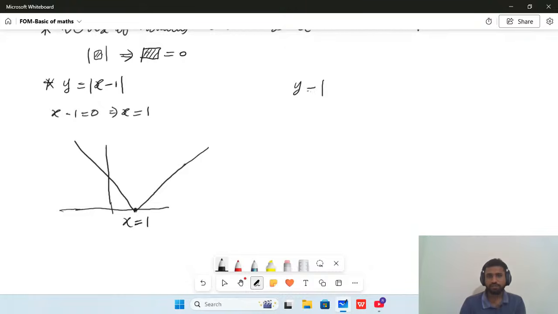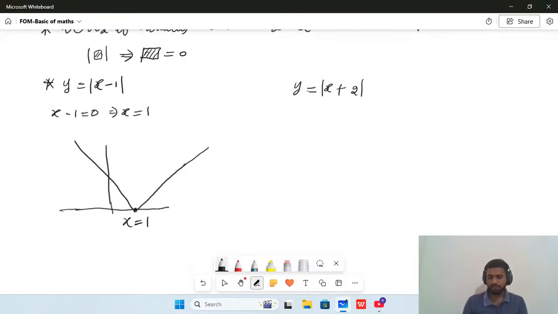y equals modulus of x plus 2. How to draw the graph of this? Can anyone tell me the critical point of this modulus of x plus 2? Can anyone tell me in the chat box what the critical point is?